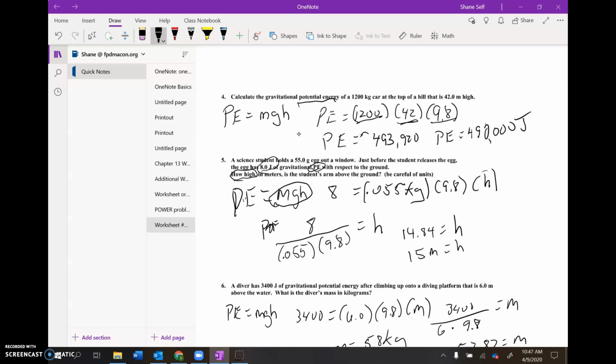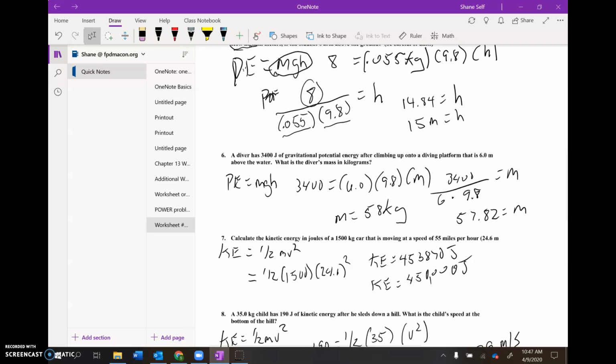So we have to get height by itself. How do we do that? We divide both sides by 0.055 and 9.8. So we have 8 divided by 0.055 times 9.8. Do this calculation first on the bottom, and then it's 8 divided by that number. That will get you 14.84 meters, and in significant digits it is 15 meters.